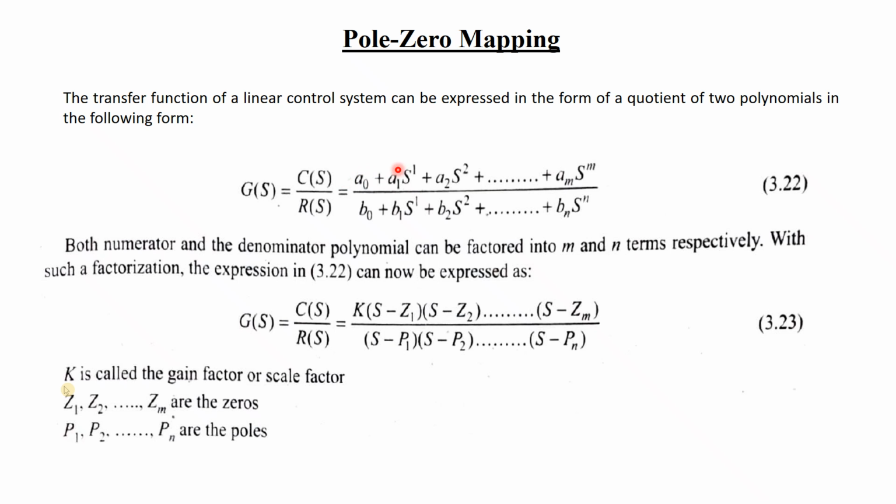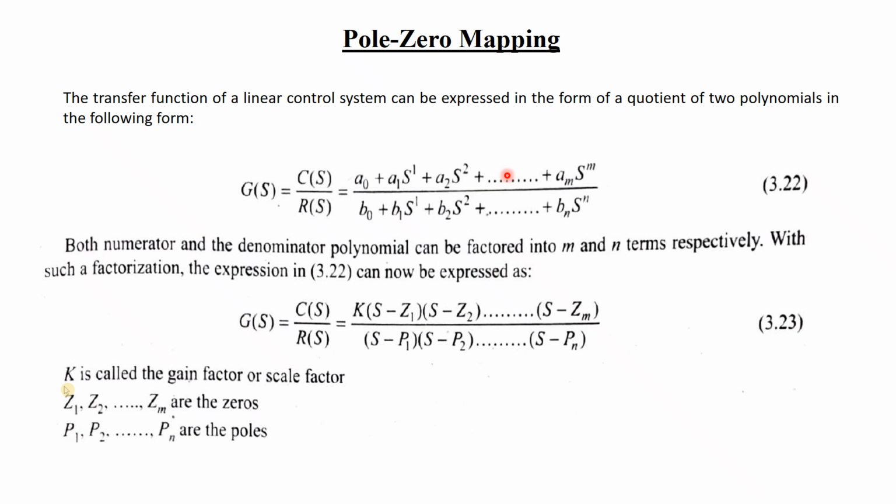the maximum power exponent is written over here, m, and so on. So it is starting from s to the power 0, s to the power 1, s to the power 2, up to s to the power m. This is the maximum power. The denominator is starting from s to the power 0, then s to the power 1, s to the power 2, then s to the power n. So both numerator and denominator polynomial can be factored into m and n terms respectively.